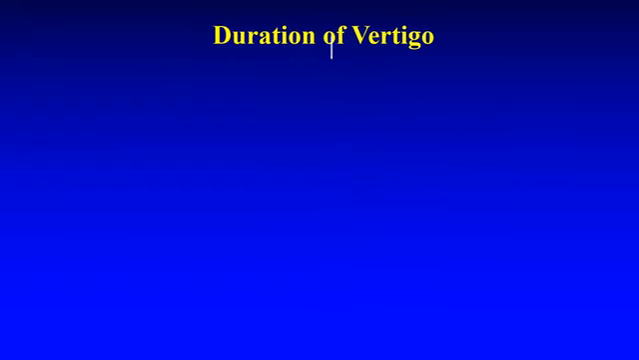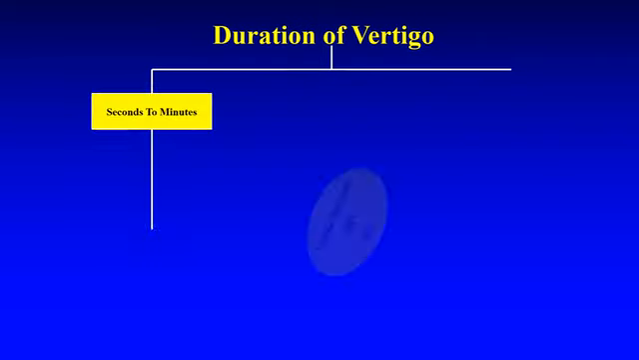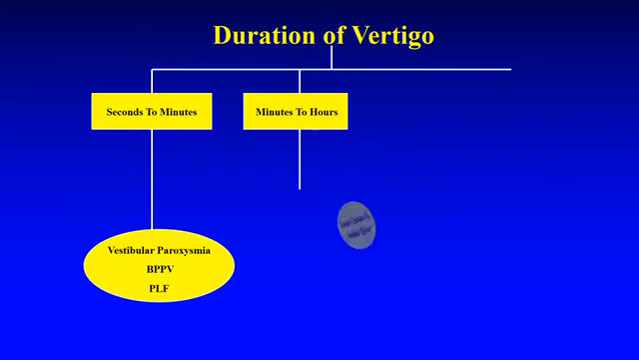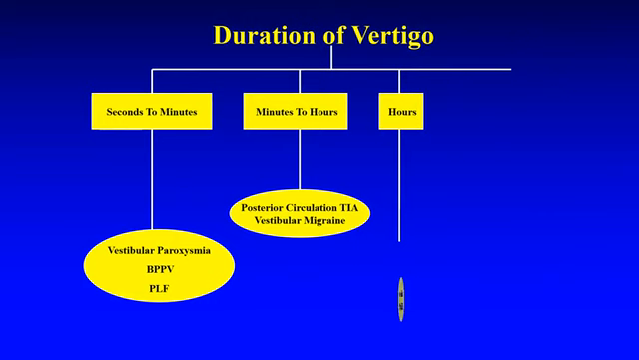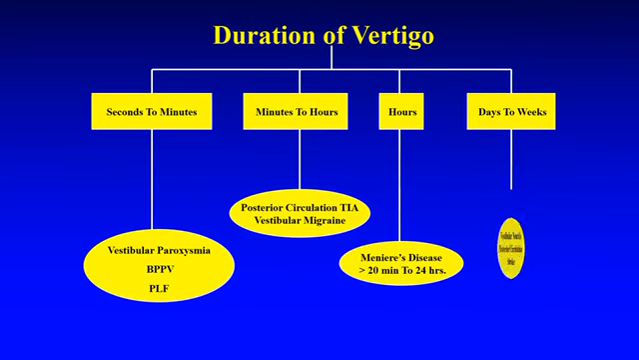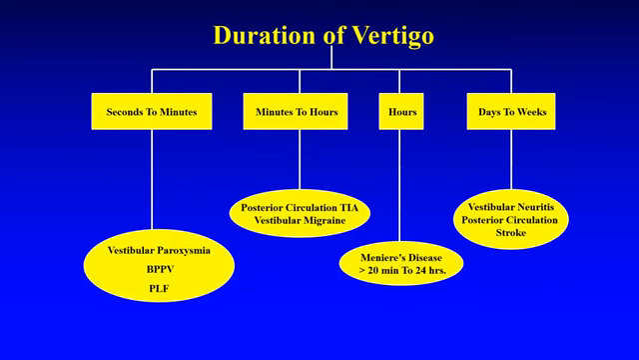Duration of attack. If it is seconds to minutes, the answer is vestibular paroxysmia, BPPV, or PLF. Minutes to hours, posterior circulation TIA or vestibular migraine. Hours, Meniere's disease. Usually it is from more than 20 minutes to 24 hours. Days to weeks, vestibular neuritis or posterior circulation stroke.